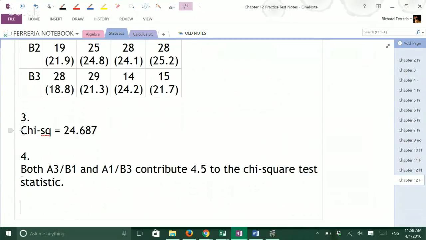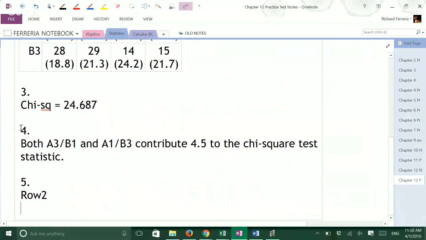Okay, let's see question 5. Under a suitable null hypothesis, the expected frequency for the cell corresponding to fatal accident and small automobile size. I think that's looking at row 2, column 2. That's right. Row 2, column 2. So we're looking at row 2, column 2.